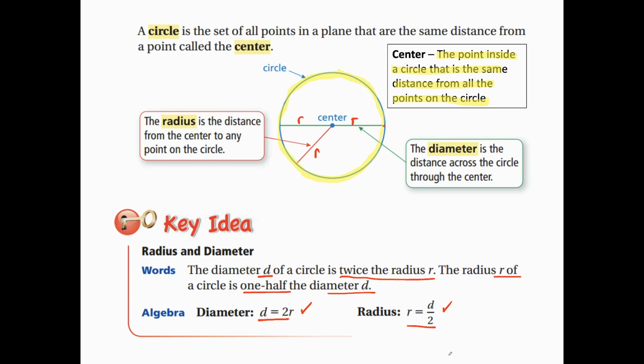All right, so the video is going to pause here, and I want you to write down the definitions you see there for circle, center, diameter, and radius. I also want you to write down these two formulas, because you're going to need to be able to use them. So I'm going to stop the video now.